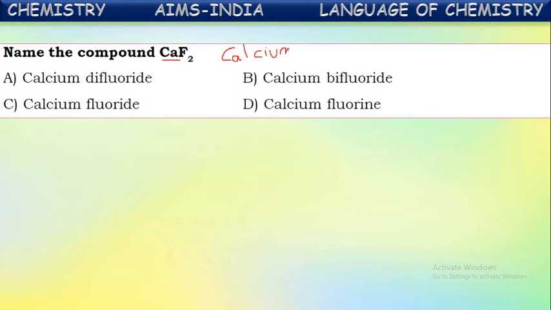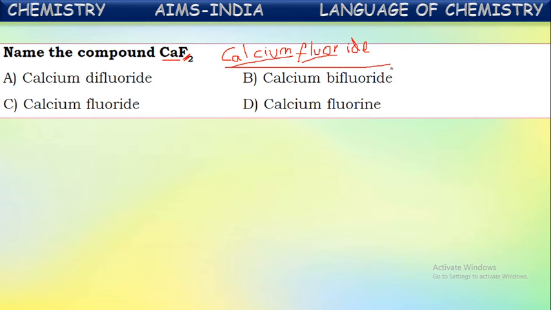And next, the root word of the anion name is taken. Here the anion is F, which represents fluorine. So the root form of fluorine is taken as fluor. Calcium is from Ca, fluor is from fluorine, F. Now at the end of the second part, ide is attached. Now it becomes calcium fluoride. The chemical name of this compound CaF2 is calcium fluoride.